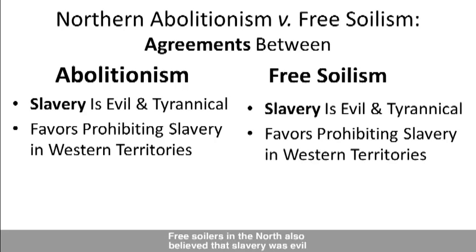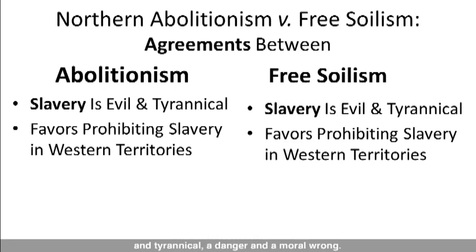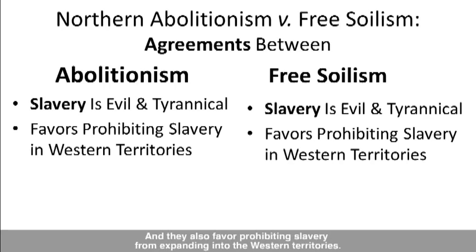Free soilers in the North also believed that slavery was evil and tyrannical, a danger and a moral wrong. And they also favored prohibiting slavery from expanding into the Western territories.